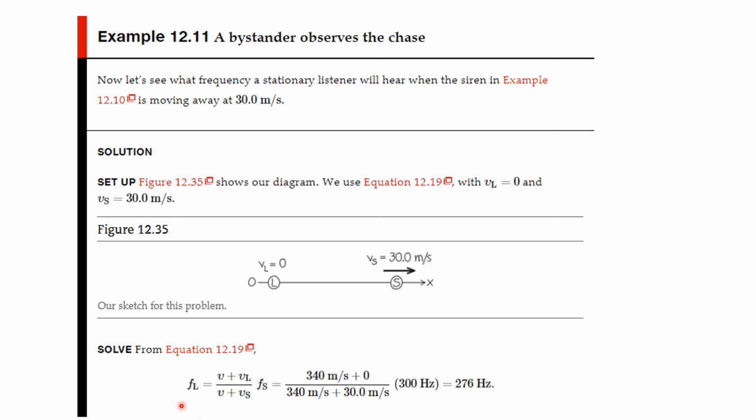Well, we use the general equation, the master equation. So the frequency of the listener is this ratio times the frequency of the source. Now, v sub L is 0, so we put 0 there. And v sub s was 30 meters per second. And we substitute the 300 hertz frequency of the sound, and we get this as our answer.